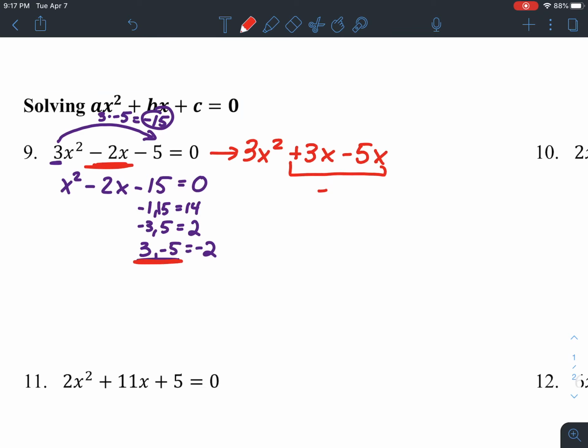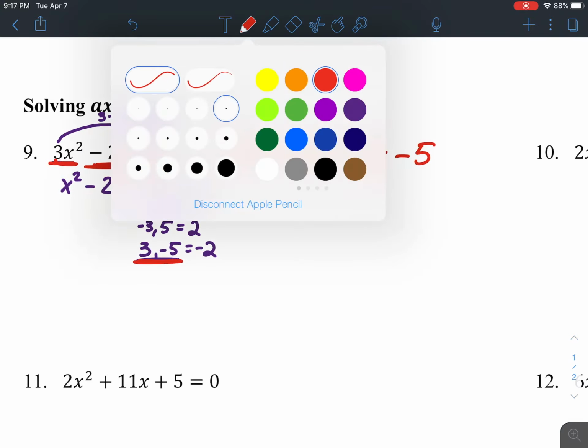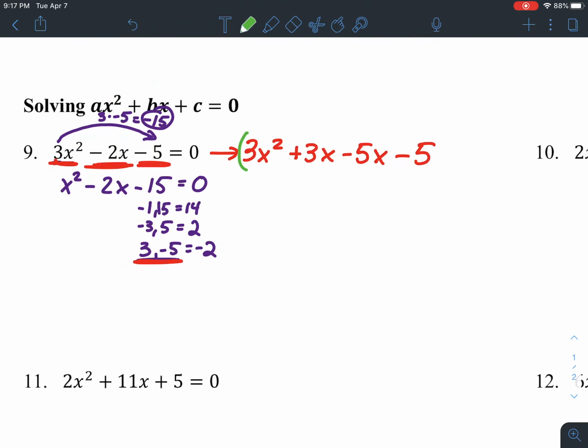We're just rewriting it this way so that we can end up factoring by GCF in a little bit. Okay, so the 3x stays like it normally does. The minus 2x splits, and then this minus 5 comes back over here. Okay, it's now at this point that we group. We put the first two terms together, and we put the second two terms together.